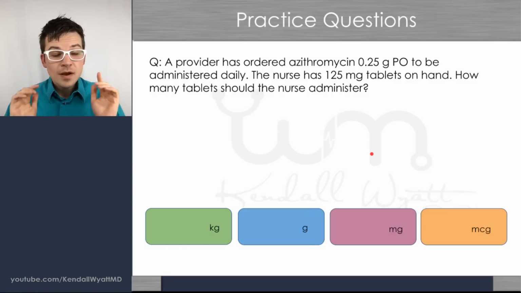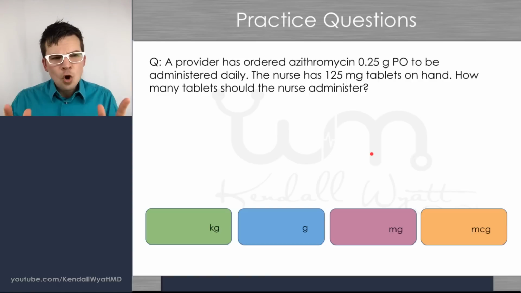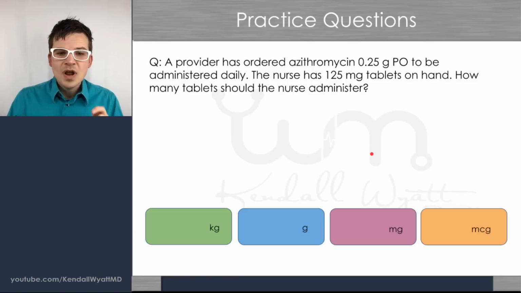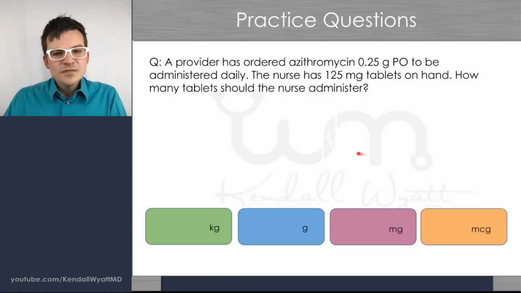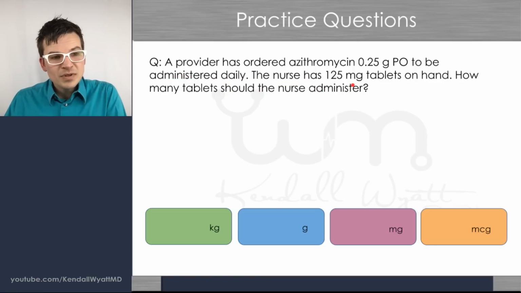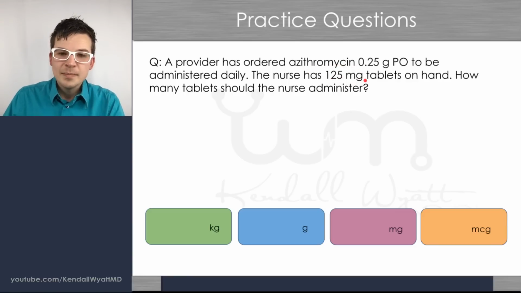Now, this question may come super easy to you, and if it does, good, great. But don't miss the steps, because you're going to miss things later when maybe you're not paying as much attention. So what's the first thing you need to do? Well, what is the question asking me? Well, it's asking me how many tablets should the nurse administer? How many tablets of 125 milligrams should they administer?